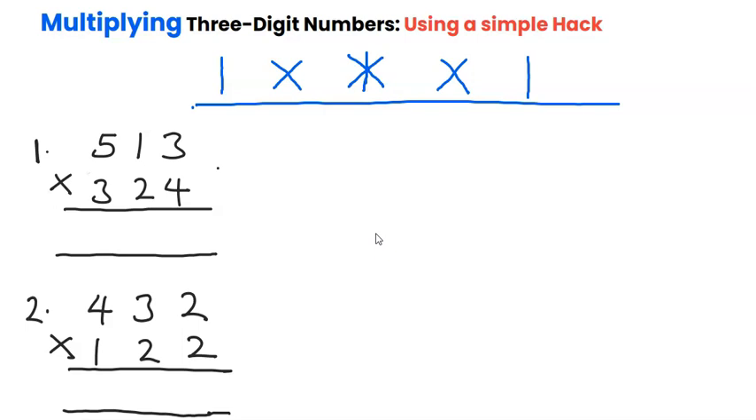But in today's class, we shall be exploring how to multiply three-digit numbers using a very simple hack that I will be introducing to us using this model. And the model is simply 1 cross star cross 1. I will take it again. 1 cross star cross 1.